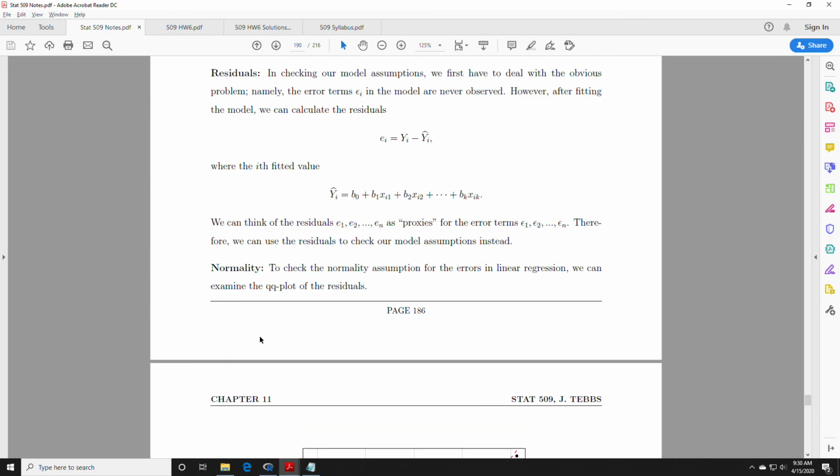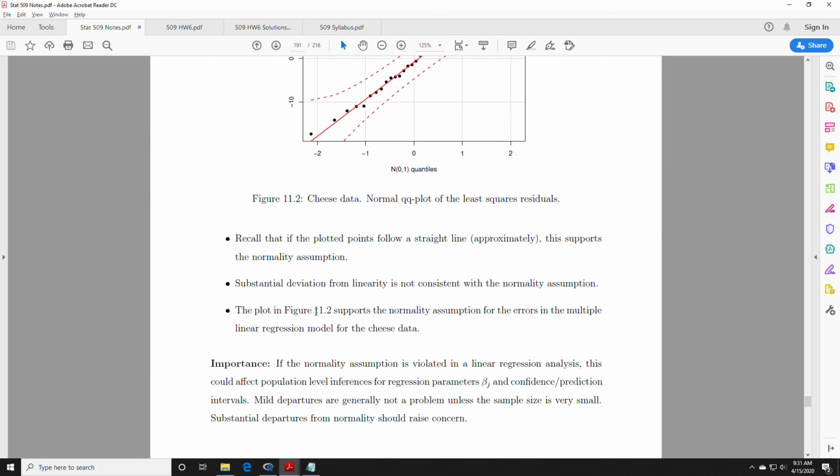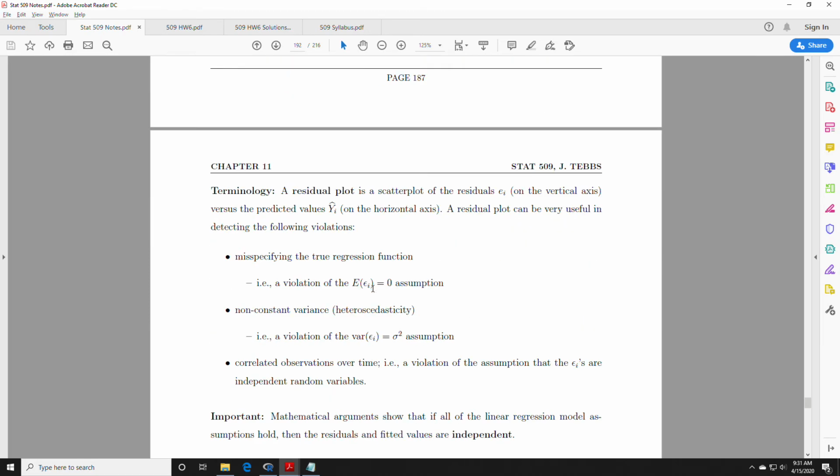Okay, so that is the normality, but we still need to talk about the errors having expected value zero, constant variance, and independence. There's something called a residual plot. This is basically to check everything else, and not only does it check for these, it can also sometimes indicate where the model is inadequate, and I'll show you a nice example of that in a minute.